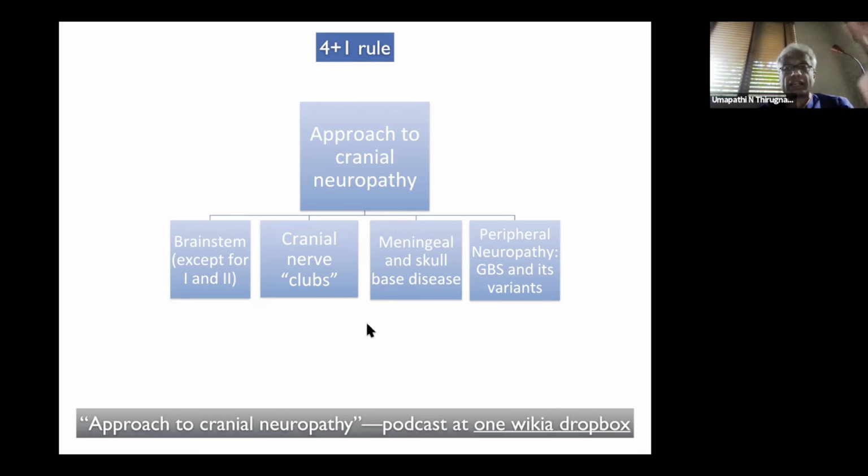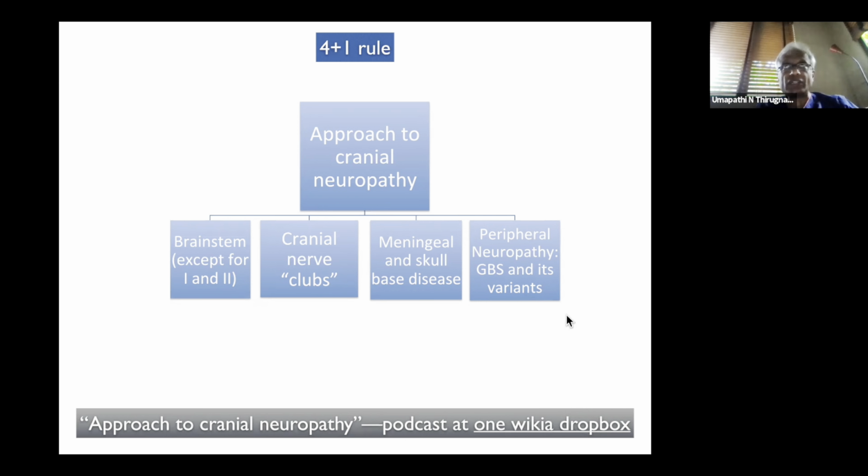Now, the next rule of the cranial nerve tells you that during your cranial nerve examination, you have to think about and actively rule out evidence of meningeal disorders like meningitis or skull base metastatic disease, or some other pathology in the skull base. So you will look for headache, neck stiffness, lymphadenopathy, fever, vomiting, and all the other symptoms that will suggest meningeal and skull base pathology.